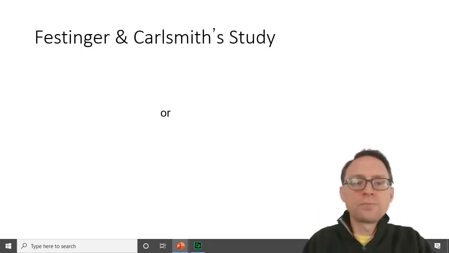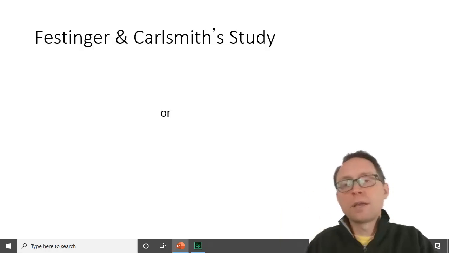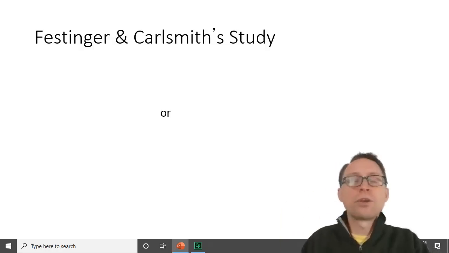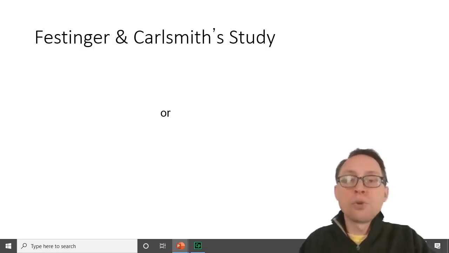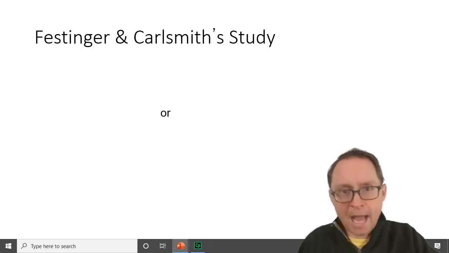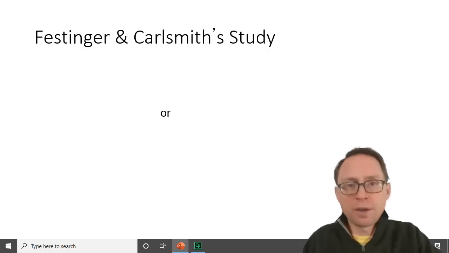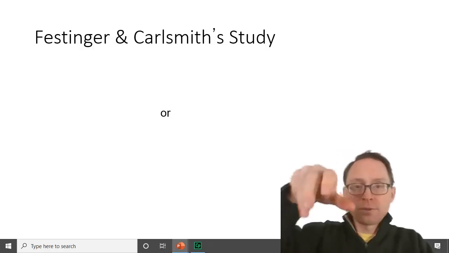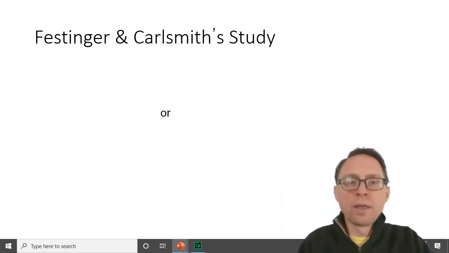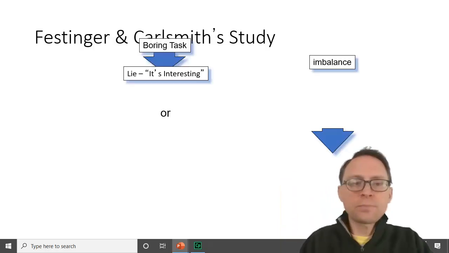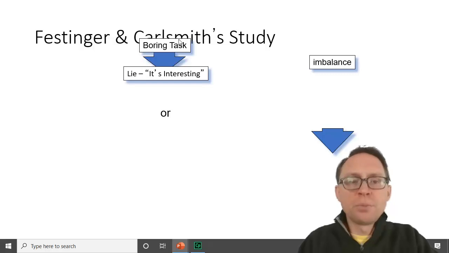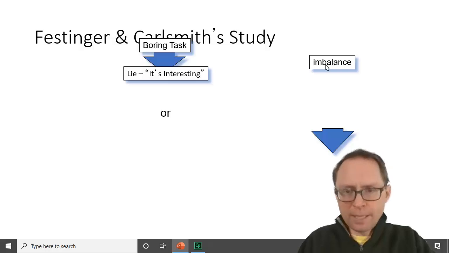So here's how it goes. After they are paid the $1 or $20, they go and lie to the person. Then the researcher says, good, go talk to my supervisor. The supervisor says, hey, how much did you enjoy the original task? That is the dependent variable. How much did you enjoy the original task, the spools? Here we go. So everybody does a boring task, and everybody lies and says it's interesting. That creates the imbalance.